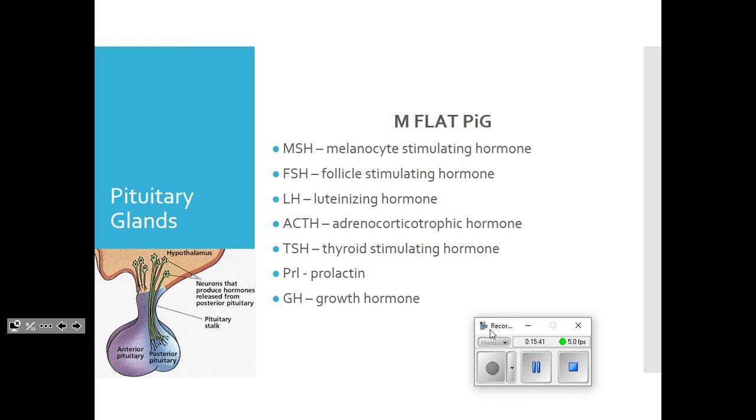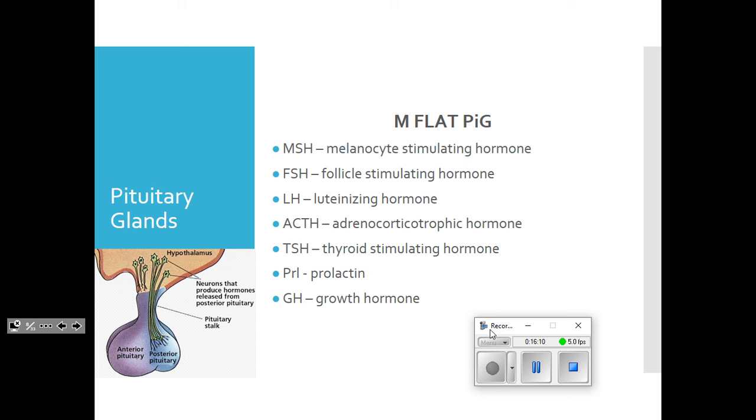If you look on the internet, there are multiple mnemonics that you could use to remember these anterior pituitary hormones. Here's mine. Think of bacon. Maybe you don't like bacon, but if you do, it's delicious. And what's bacon? It's flat pig. So, flat pig. The M, F, L, A, T, P, not the I, but the G, all represent one of the hormones that's coming from the anterior pituitary.